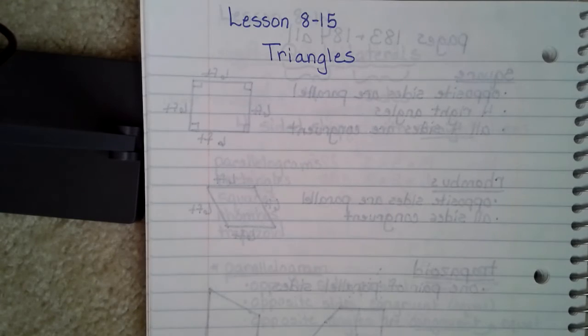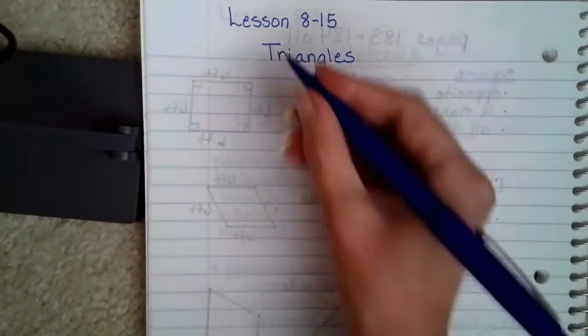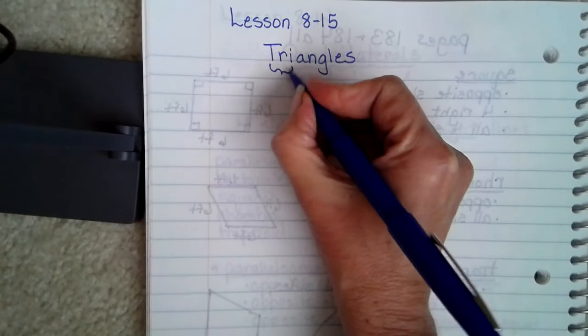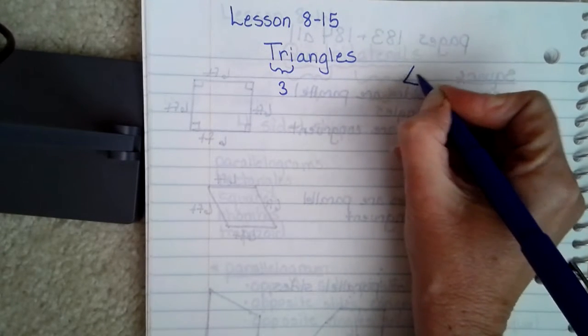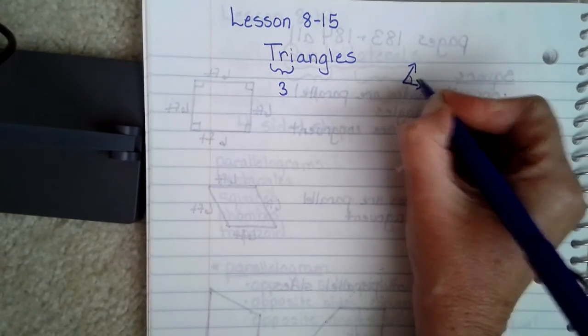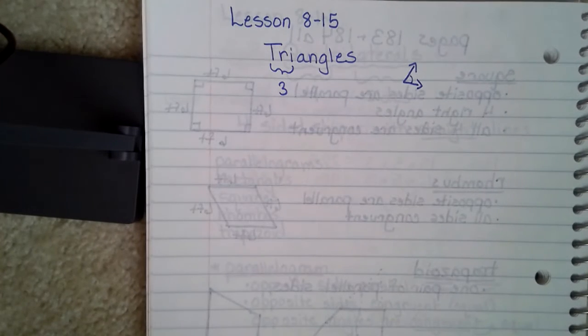All right, today's lesson is 8-15, and it's about triangles and the different kinds of triangles. From the word triangles, if we break that word apart, tri means three, and then of course angles, and this would be an angle right here. This right there is the angle. So it's a shape that has three angles.